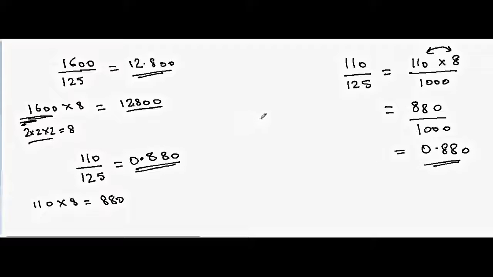Let's try it again. Suppose I have 100 and I want to divide by 125, so in this case it will be equal to 800 and a decimal after three digits, that's equal to 0.800. So that's our answer.